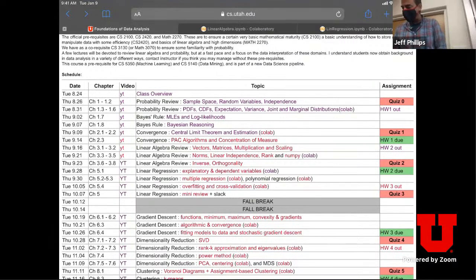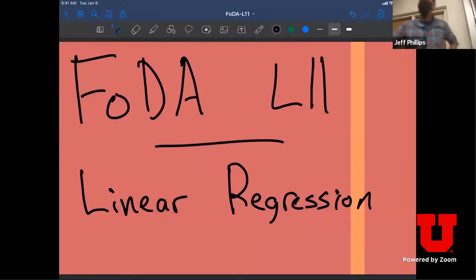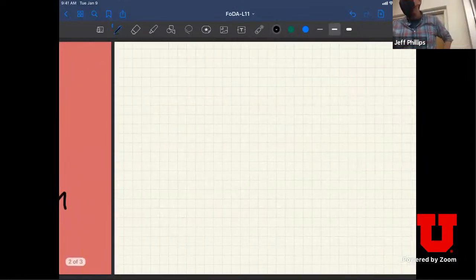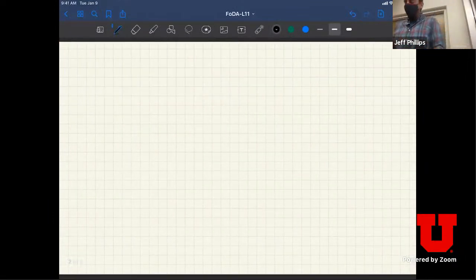So we'll jump back here. We're going to do some stuff on Colab today, some actual experiments. The algorithms for these are very straightforward, and it helps to show them, I think. So we are talking about linear regression.